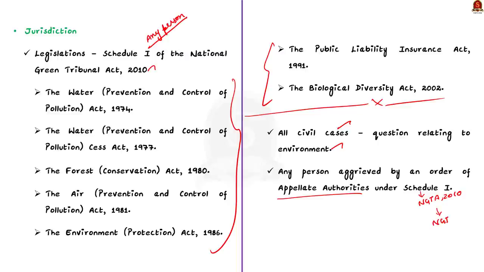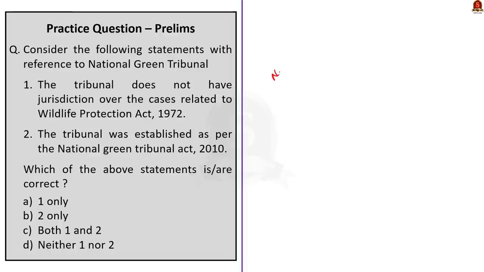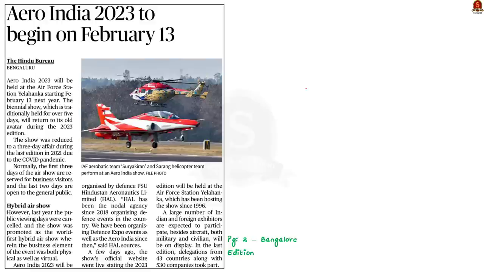Through this discussion, we came to know about the National Green Tribunal, its composition, and finally about the jurisdiction of the National Green Tribunal. See, these types of topics are very, very important for your preliminary exam. So make note of each and every fact that we discussed in this article. With these key points in mind, now let's move on to the next news article discussion.